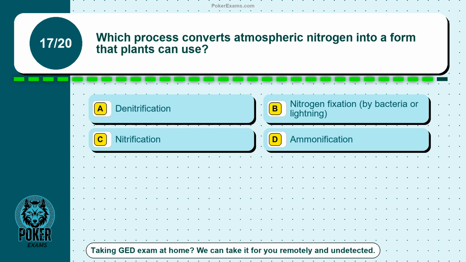Question 17. Which process converts atmospheric nitrogen into a form that plants can use? Option A. Denitrification. Option B. Nitrogen fixation, by bacteria or lightning. Option C. Nitrification. Option D. Ammonification.